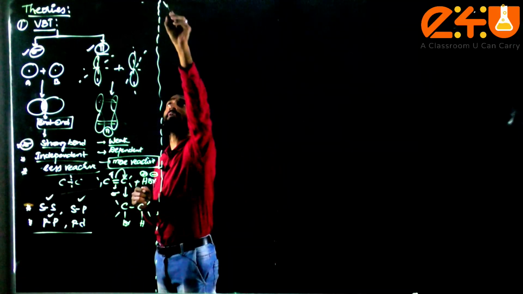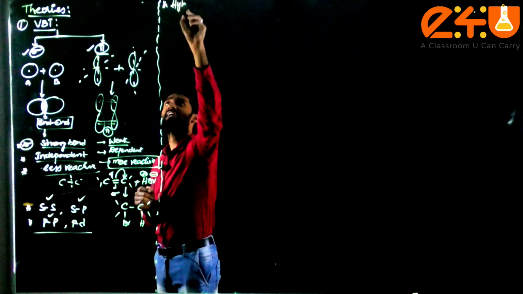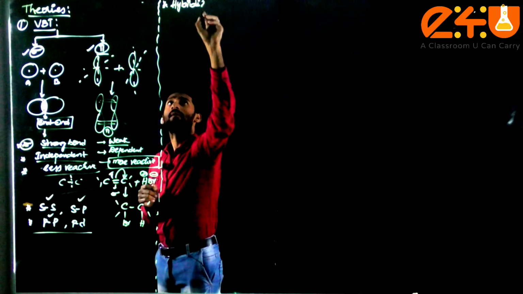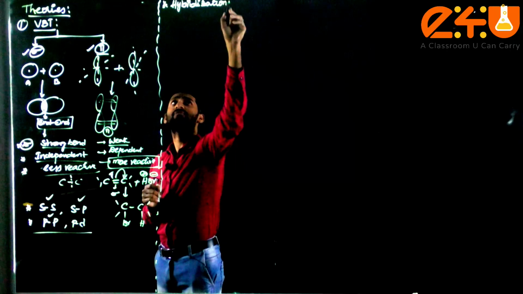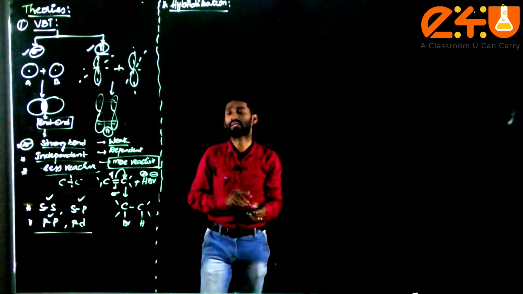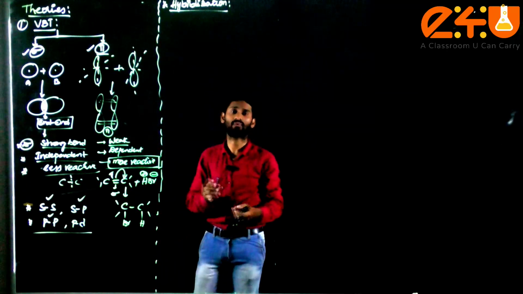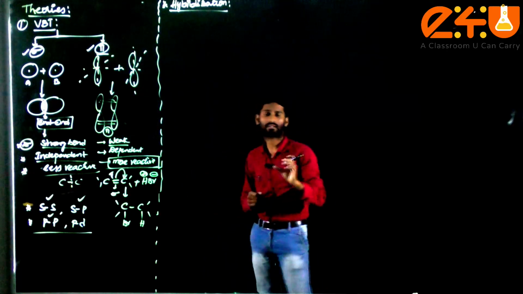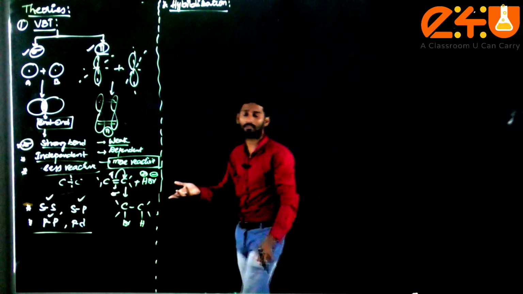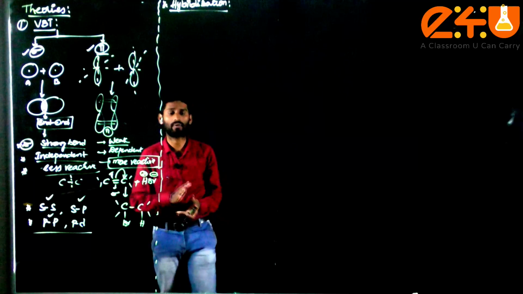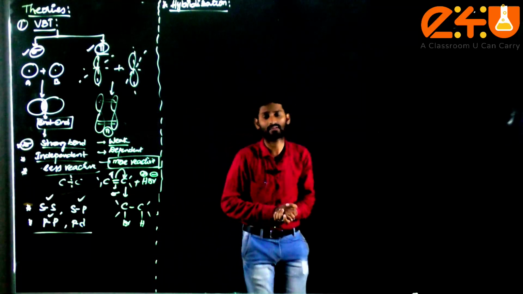Now next one, the extended form of this valence bond theory, that is a very important concept for the competitive exam, that is called hybridization. Hybridization is a very important concept, dear students. In organic chemistry also we have to identify what is the hybridization of the particular carbon: if it is a single bond, what is the hybridization, if it is a double bond, what is the hybridization, if it is a triple bond, what is the hybridization.